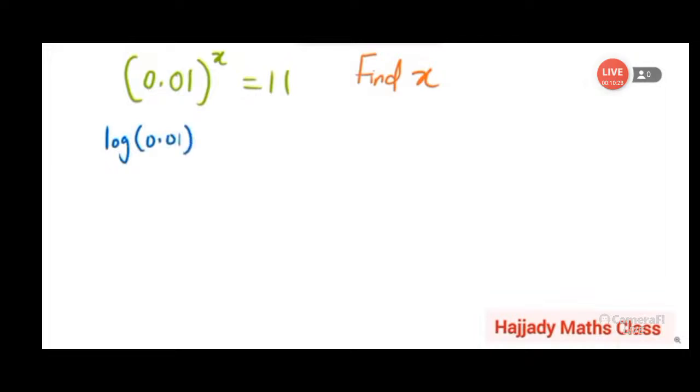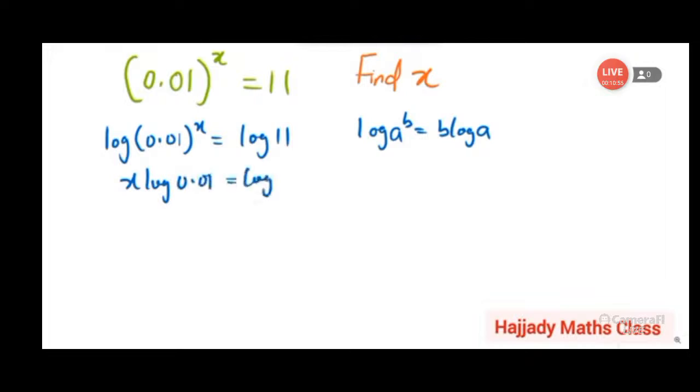So here, applying the logarithm, we have log of (0.01) all raised to power x equals log 11. And don't forget the rule of logarithm that says that when you have log a raised to power b, this is the same thing as saying b log a. So we are using the same thing. So this is coming to the back. So here we have x log 0.01 equals log 11.